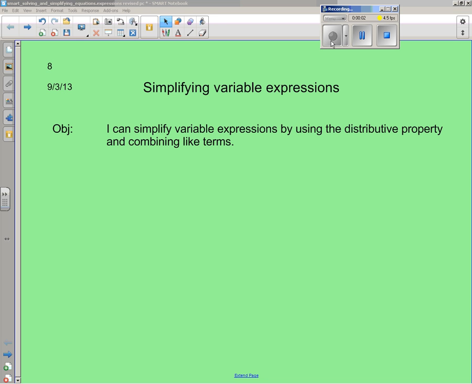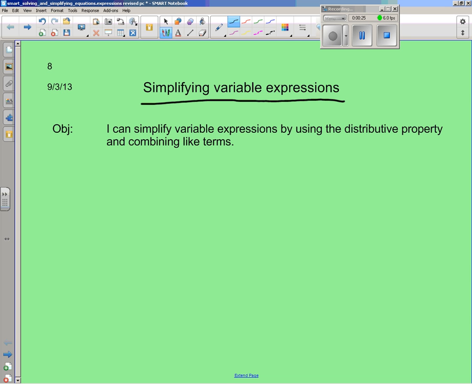All right, ladies and gentlemen, today is September 3rd. Today we are talking about simplifying variable expressions. This is for my pre-algebra class. Please go to page 8 in your notebook. Make sure you label page 8 with the page number and the date in the upper outside corner, as always. And your title today is Simplifying Variable Expressions.